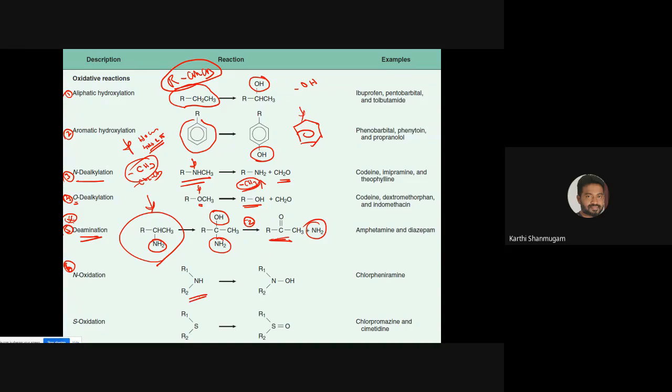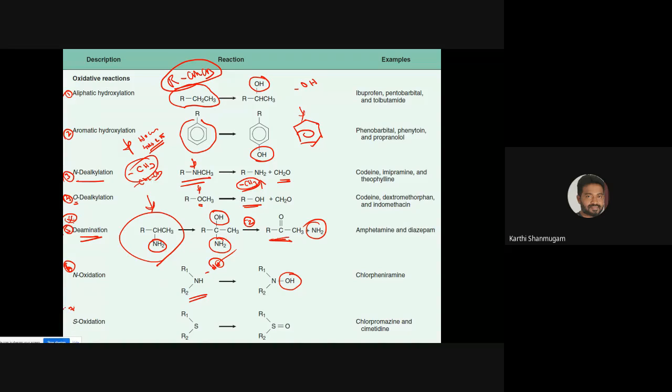So this is the parent drug molecule having the functional group like R1NH2. One OH group is added to this, and this is an example of oxidation, because this OH is attached directly to the NH by removing the H attached to the N.